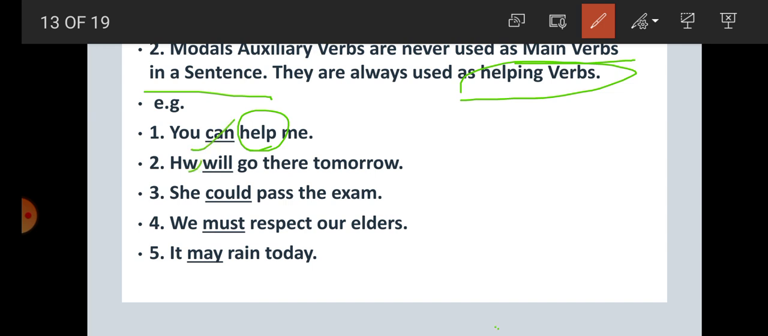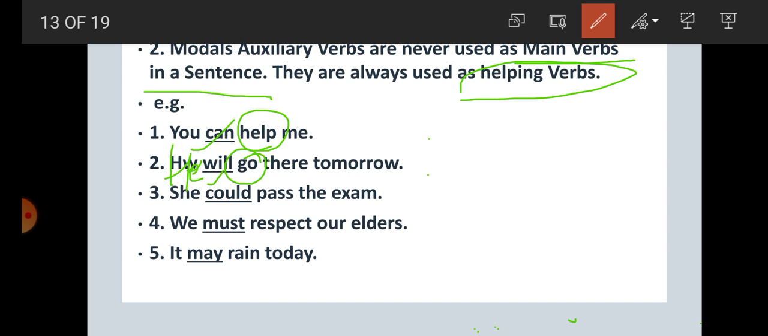He will go there tomorrow. So, he will go there tomorrow. Go is the main verb and will is the helping verb.